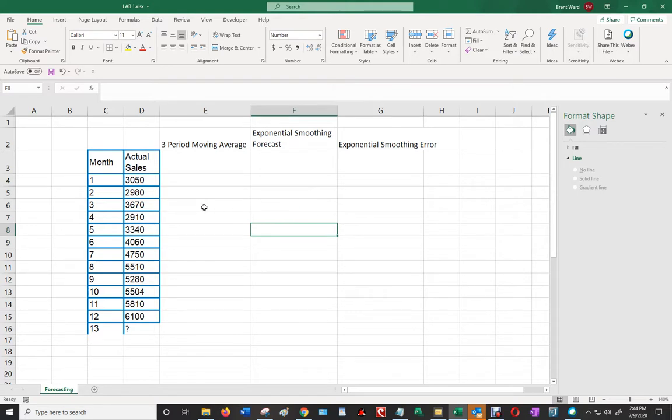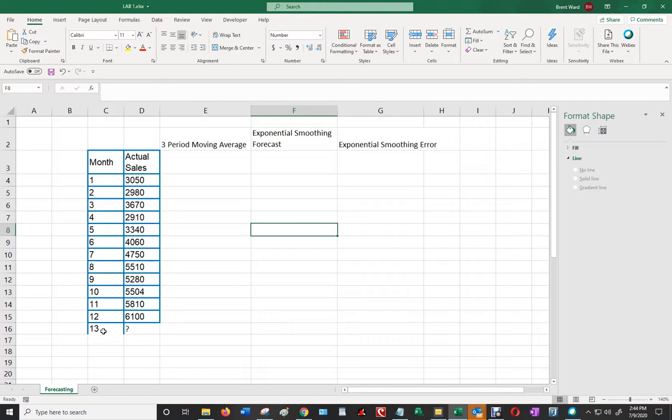Then I'm going to do a 3-period moving average. The whole point of this is that you are at the end of period 12 looking into period 13, and you need to figure out what's my best estimate as to what my sales are going to be next month, given the historical sales that I have listed here.